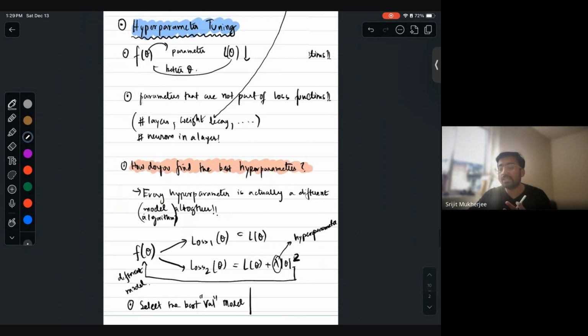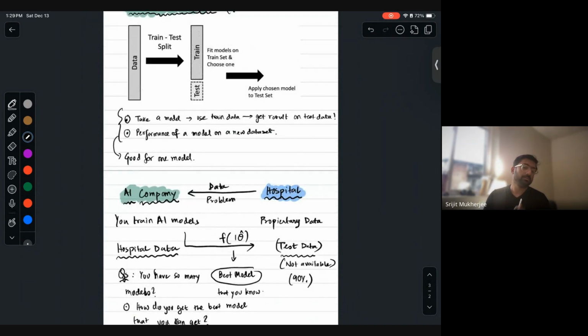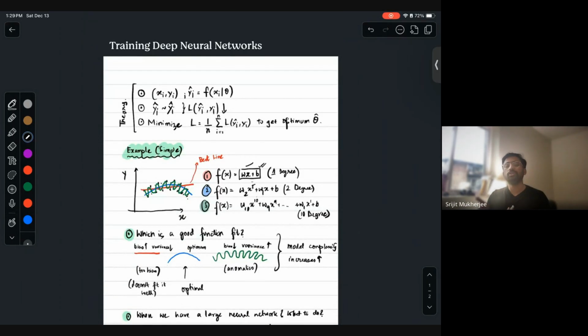I also taught the fundamental theory of why we are looking at this, and this is very important to understand. So in the future, whenever you are training deep neural networks, just refer to these notes and you will be good enough.